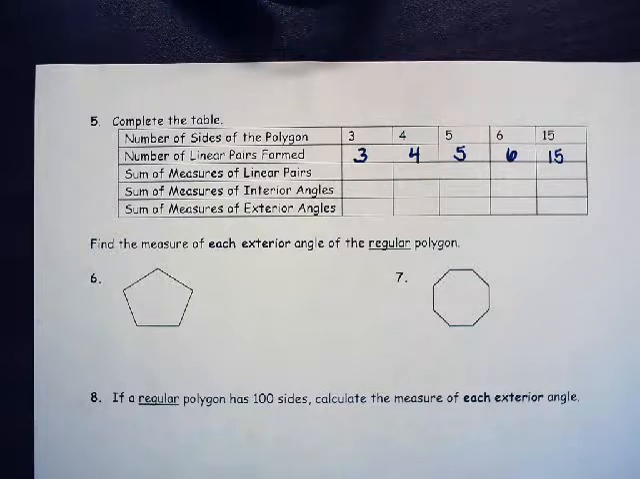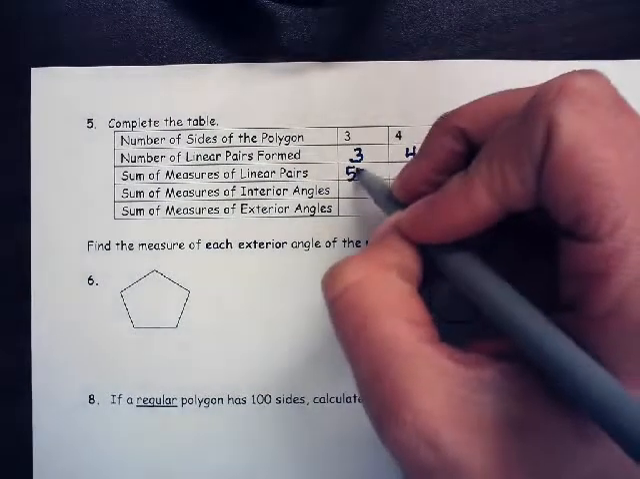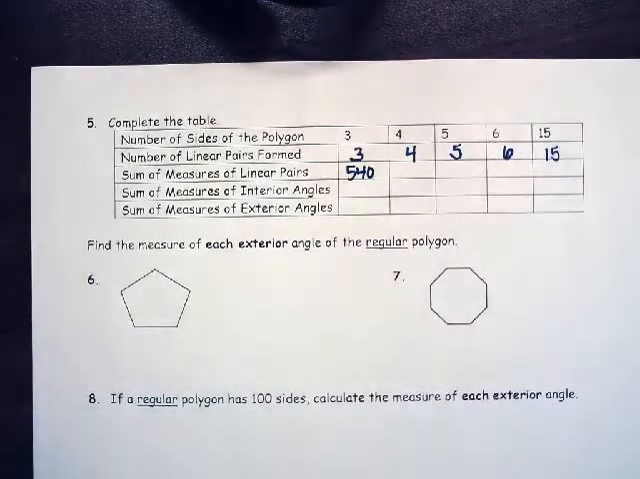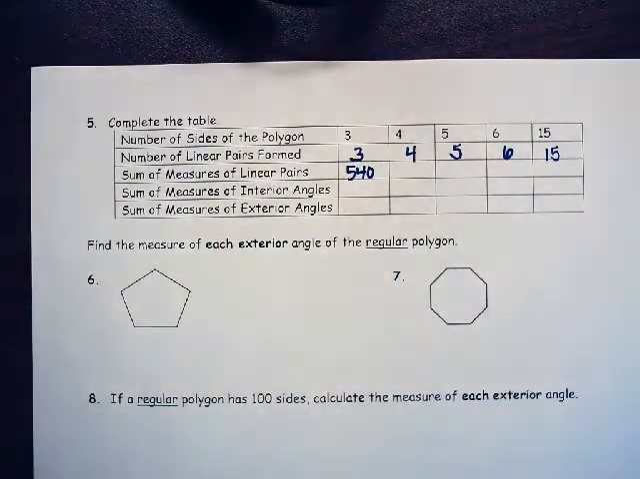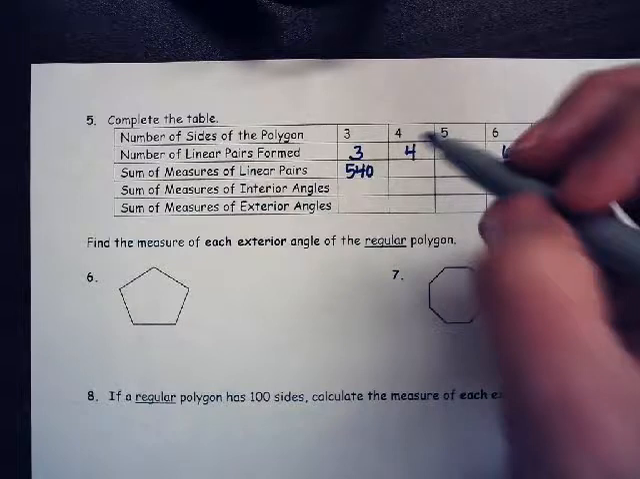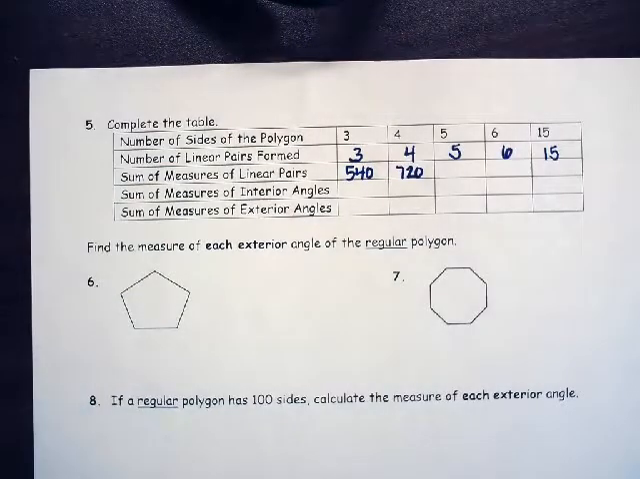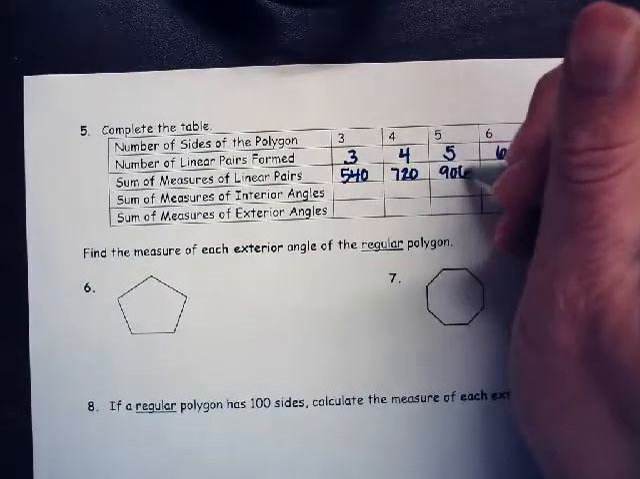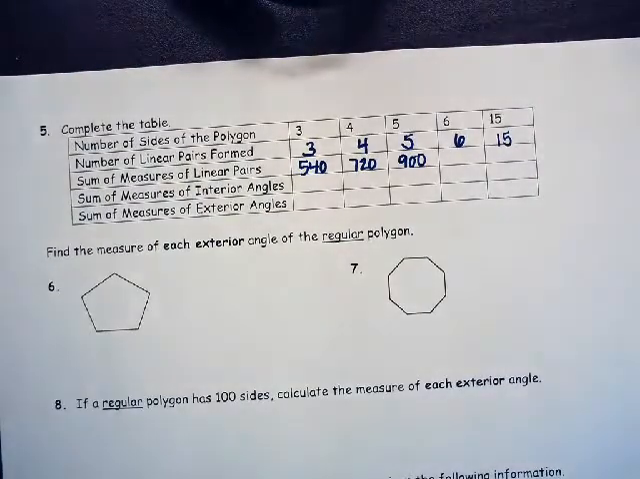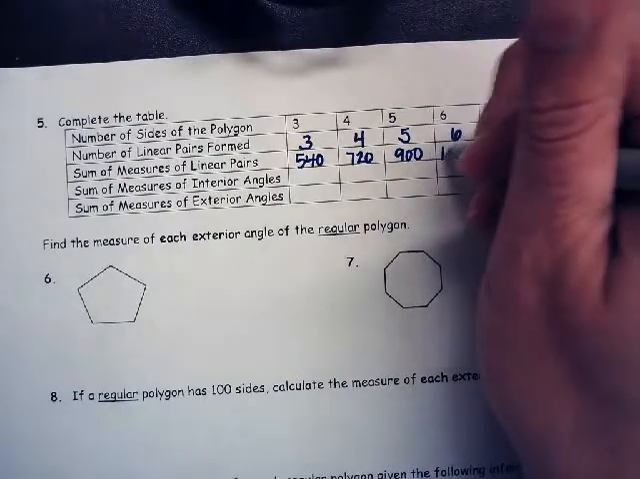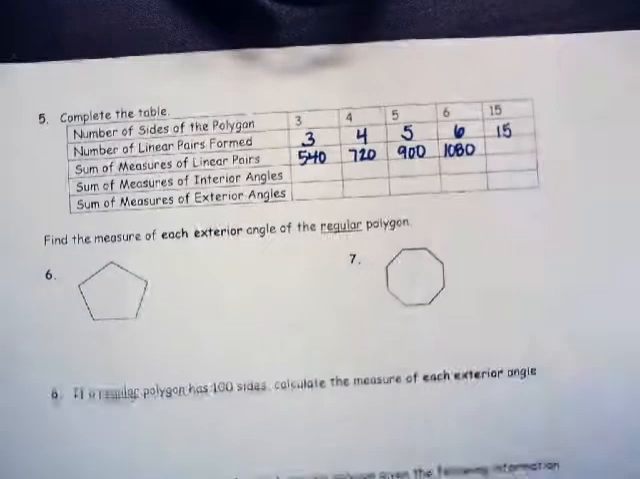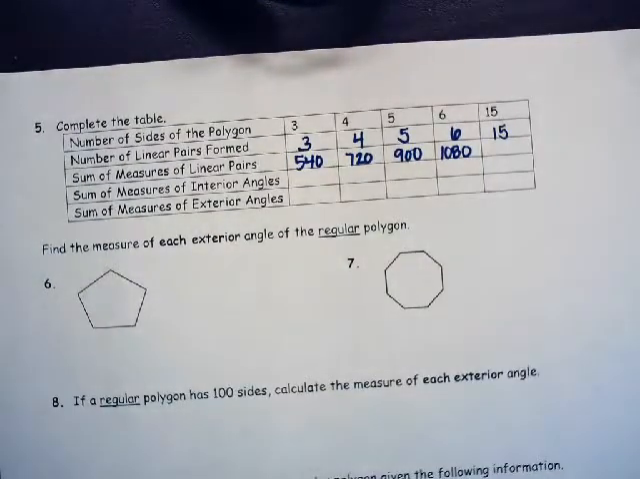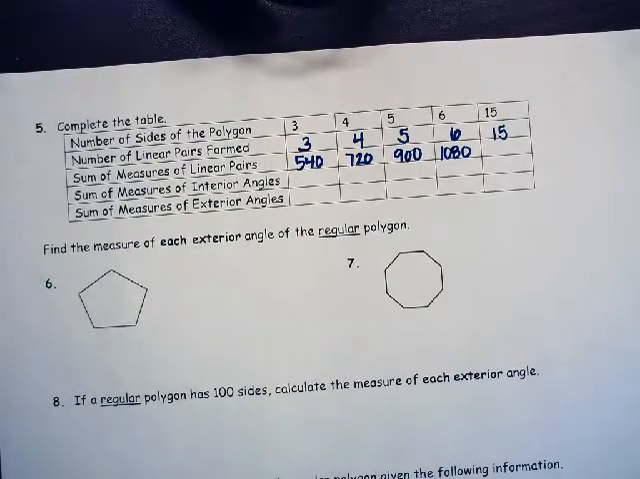Get your calculator out. 3 times 180. Four times 180. 5 times 180. 6 times 180. And then we jump to 15 times 180.